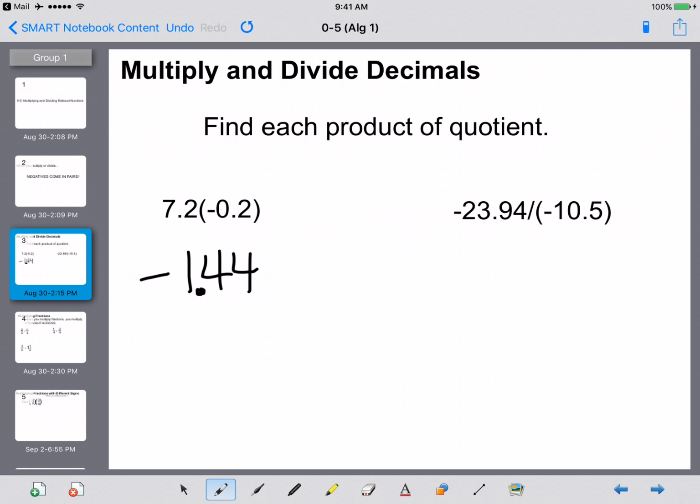I apologize. 23.94 divided by 10.5 gets you 2.28. Okay, so just making sure you're getting those positive and negative numbers correct.